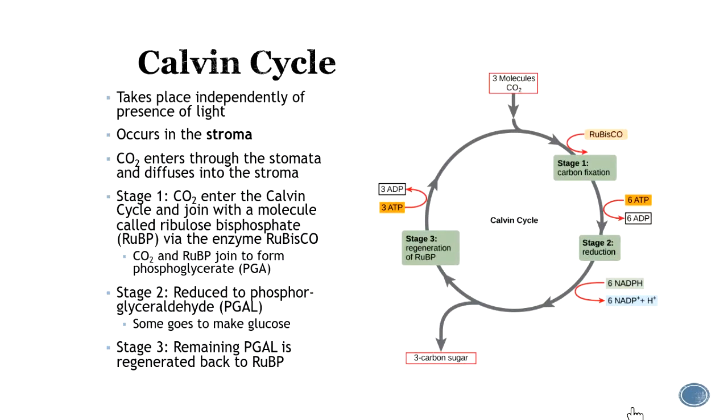So in this part, we're using up the energy we made and those electrons in order to convert carbon dioxide, combined with the RUBP, into sugars.